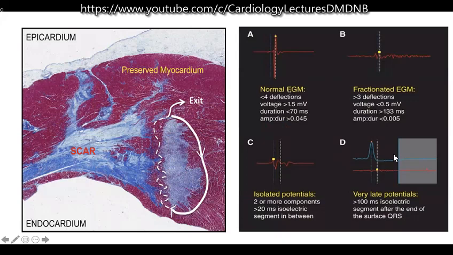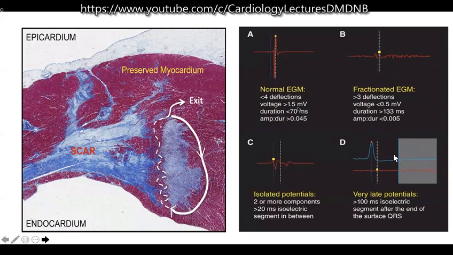So I try to variably define these kinds of abnormal electrograms, and I deliver ablation lesions in these areas, thinking that these are the areas that are going to sustain the VT during an actual clinical VT, but I don't have proof.